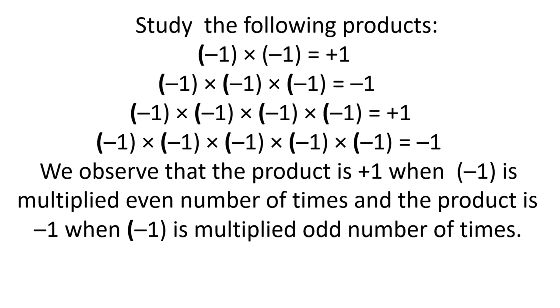Study the following products. Minus 1 into minus 1 is equal to plus 1. Minus 1 into minus 1 into minus 1 is equal to minus 1. So 3 times minus 1 has come. Again minus 1 into minus 1 into minus 1 into minus 1 is equal to plus 1. Look here, the minus 1 has appeared 4 times. Again minus 1 into minus 1 into minus 1 into minus 1 into minus 1. This time minus 1 has come 5 times and it is equal to minus 1. So we observe that the product is plus 1 when minus 1 is multiplied even number of times, and the product is minus 1 when minus 1 is multiplied odd number of times.